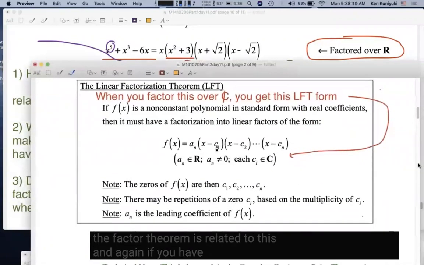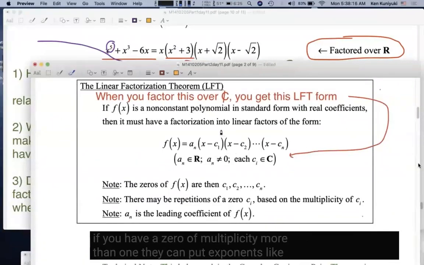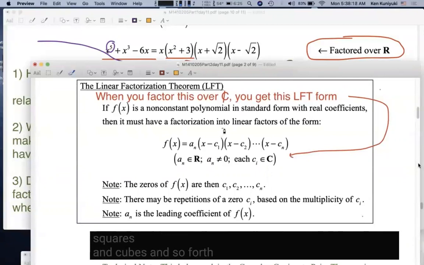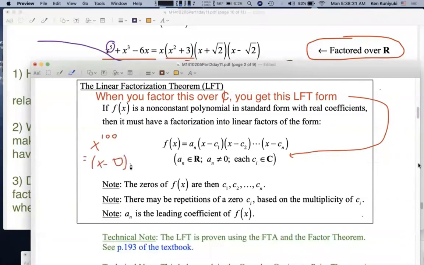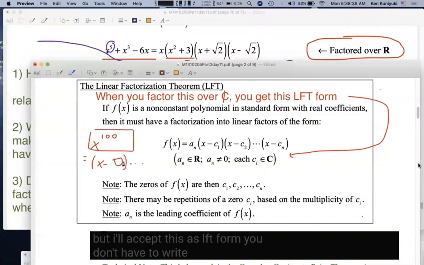And again, if you have copies of the same 0, if you have a 0 of multiplicity more than 1, you can put exponents like squares and cubes and so forth. So for example, for x to the 100th, you can think of 100 copies of x minus 0. But I'll accept this as LFT form. You don't have to write all this out.